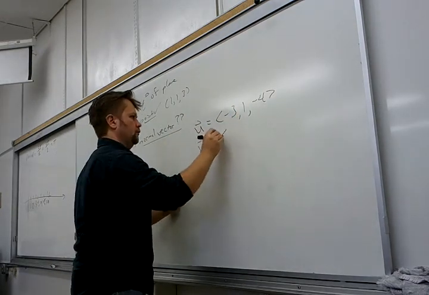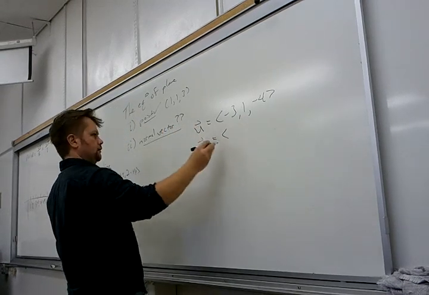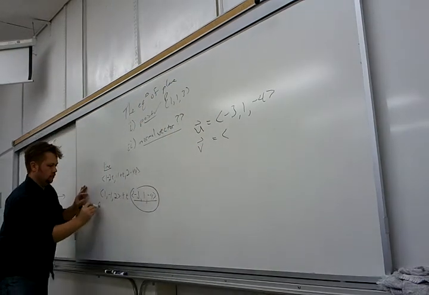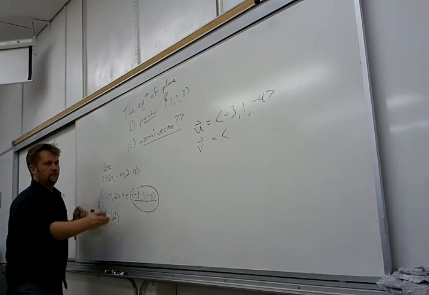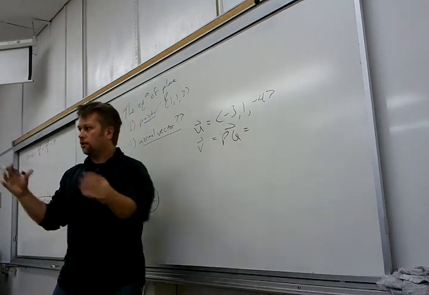All I need is one more vector, and we got that one. We can make it. It'll be here. Here's P. Here's Q. So the other vector will be PQ. And then you can cross those.